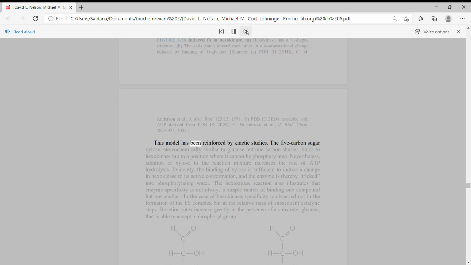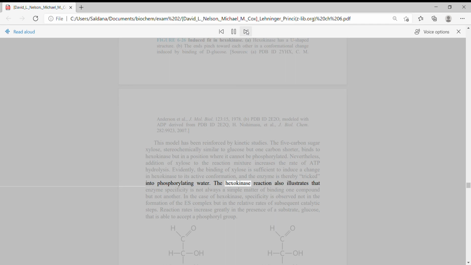This model has been reinforced by kinetic studies. The 5-carbon sugar xylose, stereochemically similar to glucose, but 1 carbon shorter, binds to hexokinase, but in a position where it cannot be phosphorylated. Nevertheless, addition of xylose to the reaction mixture increases the rate of ATP hydrolysis. Evidently, the binding of xylose is sufficient to induce a change in hexokinase to its active conformation, and the enzyme is thereby tricked into phosphorylating water.